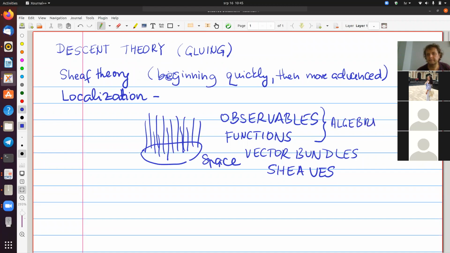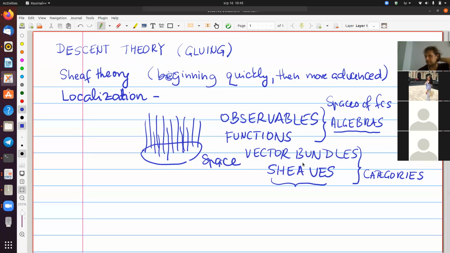First, spaces of functions, but usually you can also multiply functions at every point, so they make algebras. And observables, if they are operators, also multiply. And these things downstairs, vector bundles, sheaves, and so on, organize into categories. That means, say, sheaves are objects, and then there are morphisms of sheaves. Vector bundles are objects, and there are morphisms of vector bundles, and they form categories.